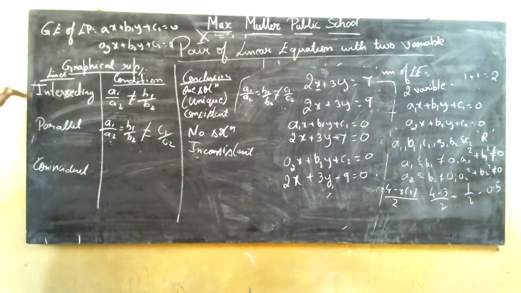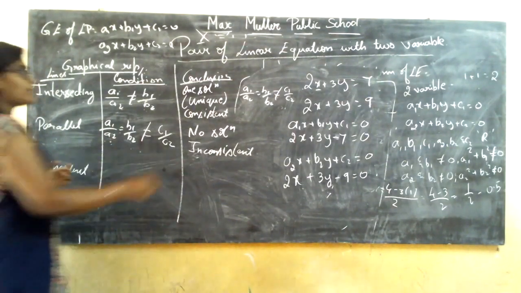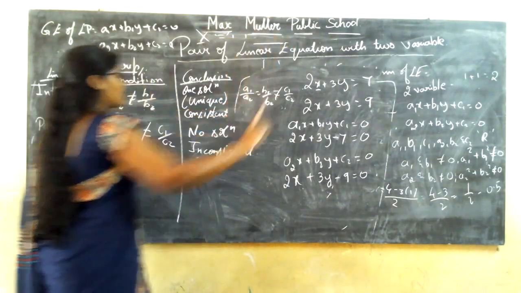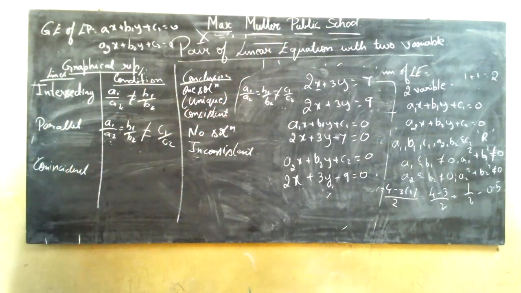Next, the intersecting lines are over, parallel lines are over. Now you are going to learn about the coincident line. What is a coincident line? Both the pair of linear equations represent a single line. Correct? Both the pair of linear equations represent a single line.